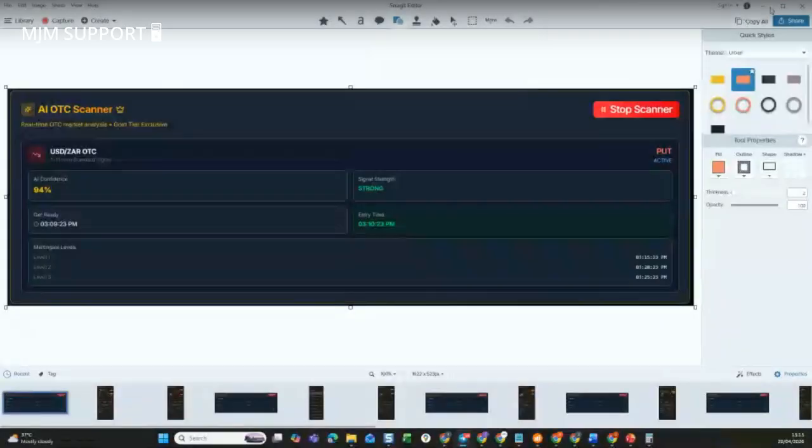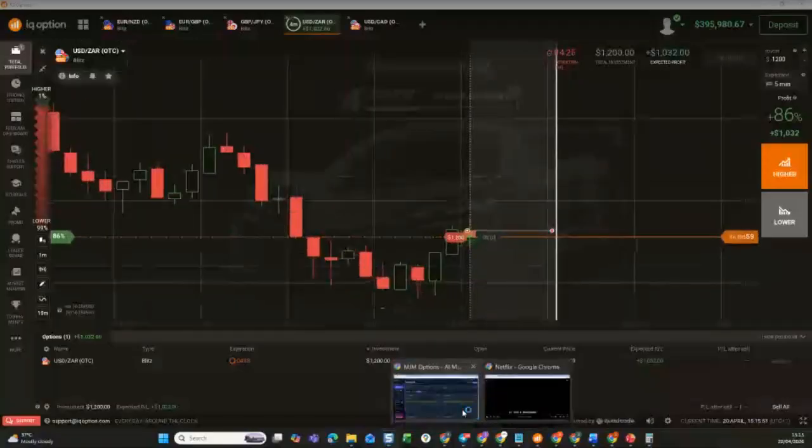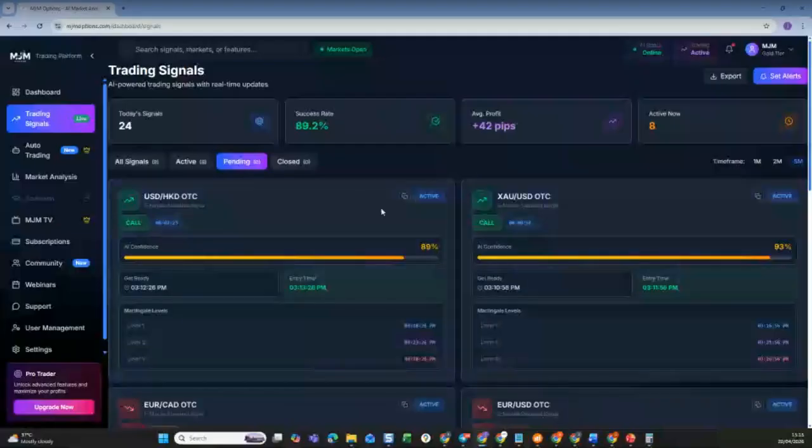Okay, so we have this here. Now let's keep going. The next thing we have here is the trading signal, which I was trying to explain. How do we take a signal from the trading signals? It's very, very simple. First, we are looking at the AI confidence. The AI confidence is the first thing you're looking at, and it has to be 90%, anything from 90 to 99 upwards.